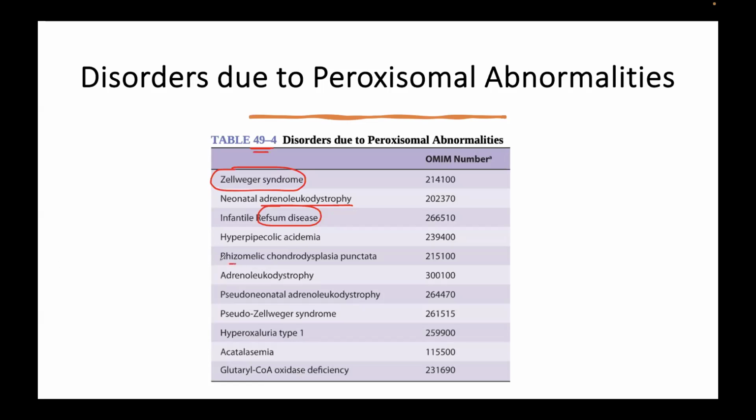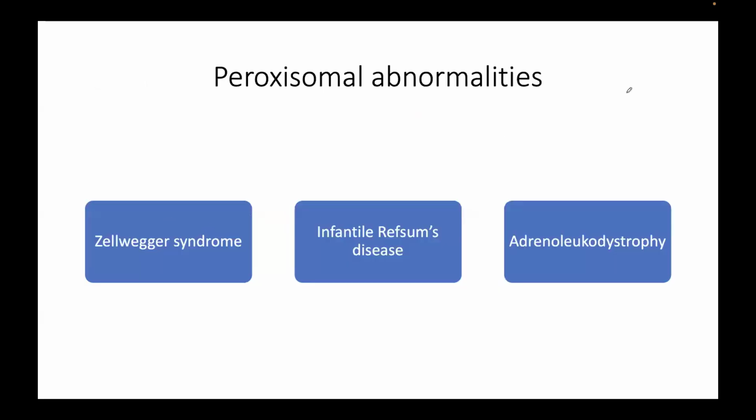And here's adrenoleukodystrophy. So just take note of these three. These are the classic peroxisomal disorders. These are the peroxisomal disorders you should bring with you to the boards. Zellweger, Refsum, adrenoleukodystrophy. In the older edition, they will just mention Refsum. But in the newer editions, they will specify it's infantile Refsum's disease.